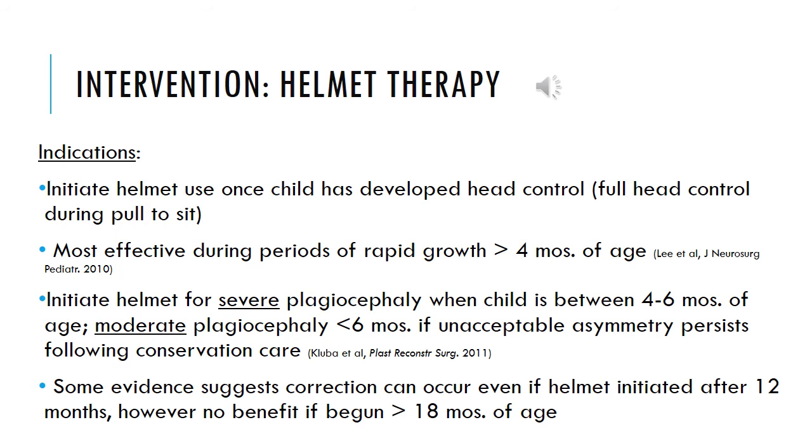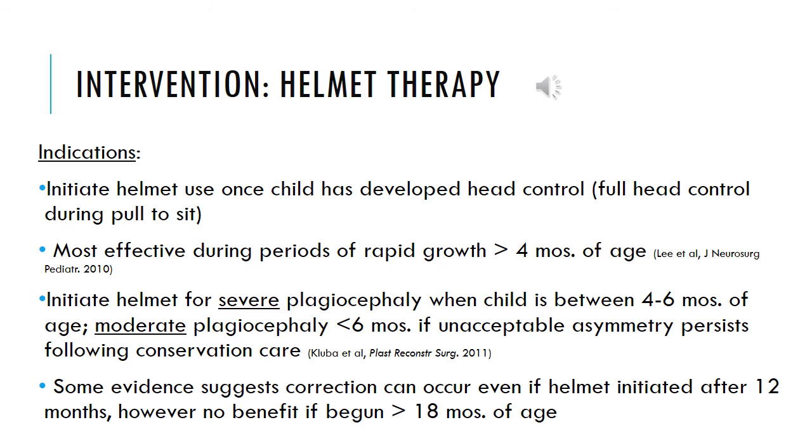Helmets are also most effective in periods of rapid growth. So really thinking if you want to mold the cranial bones, you want to take advantage of when they are rapidly growing, and that is usually right around that age 4 months. So between 4 and 7 months is the most ideal time to put a helmet on a child, usually closer to that 4 months. You also need to consider the severity of the plagiocephaly when making this recommendation.